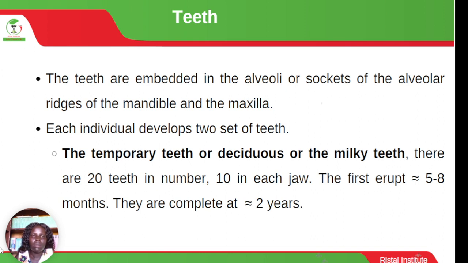Let's look at the teeth. The teeth are embedded in the alveoli or sockets of the alveolar ridges of the mandible and the maxilla. Each individual develops two sets of teeth. The temporary teeth, or deciduous or milky teeth, are 20 in number, 10 in each jaw. The first erupt 5 to 8 months after the baby is born. They are complete at 2 years.